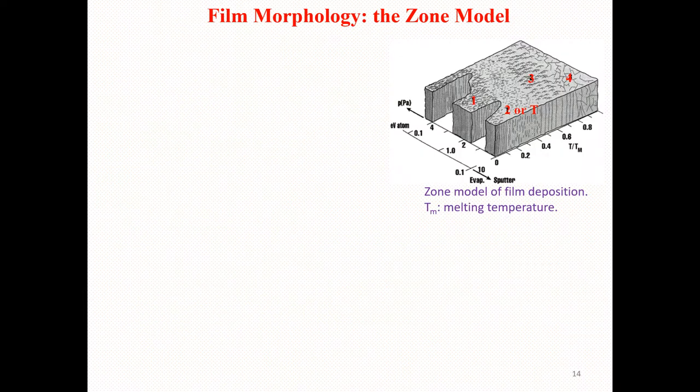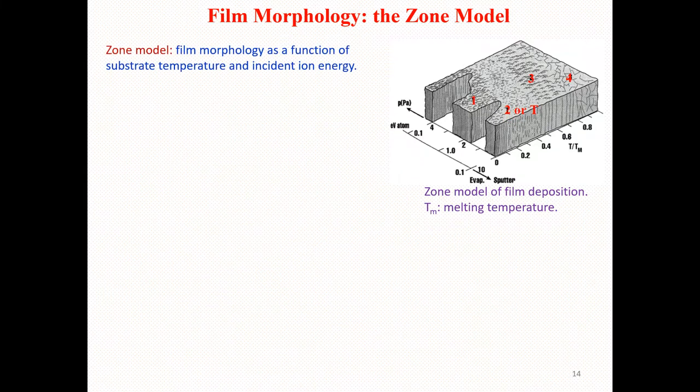Now, film morphology according to the zone model, as you can see here. We have this particular film, and there is a model that explains the behavior and the structure of films according to different parameters, which we call zone models, for film deposition with respect to the melting temperature. So what is the zone model? The zone model basically explains the film morphology as a function of the substrate temperature and the incident ion energy. Let me explain again: a zone model basically explains the film morphology as a function of the substrate temperature and the incident ion energy.